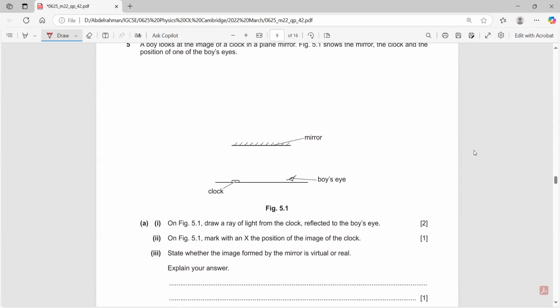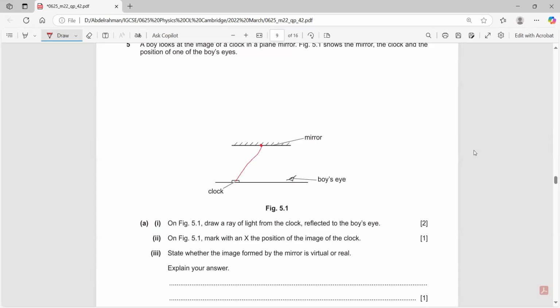Anyway, can I draw a ray from the clock to the boy's eye? Yes, I can do that. Basically, a ray to the mirror. I need to, as much as possible, draw a ray to a point which is almost at the center of the distance between the clock and the boy's eye. So, for example, at this point, this might be the center from the clock to the boy's eye.